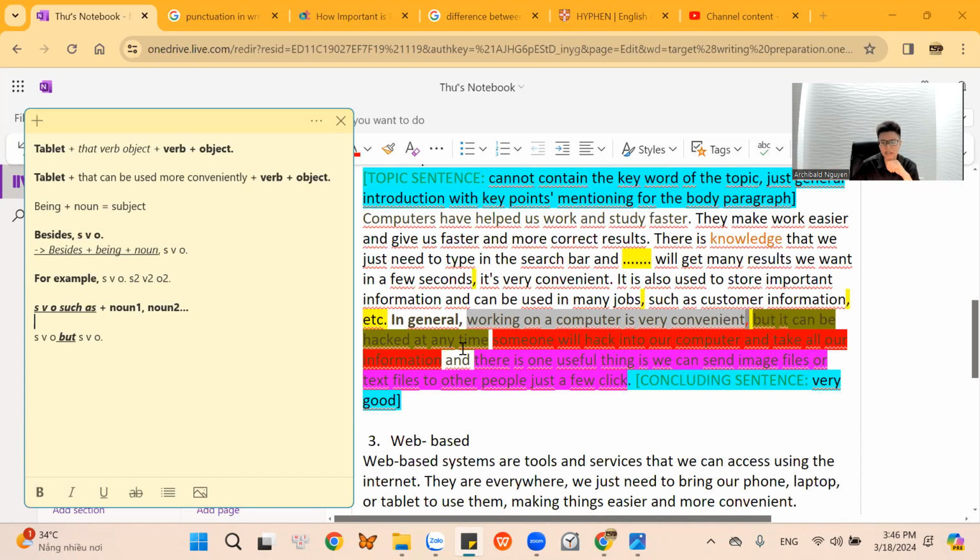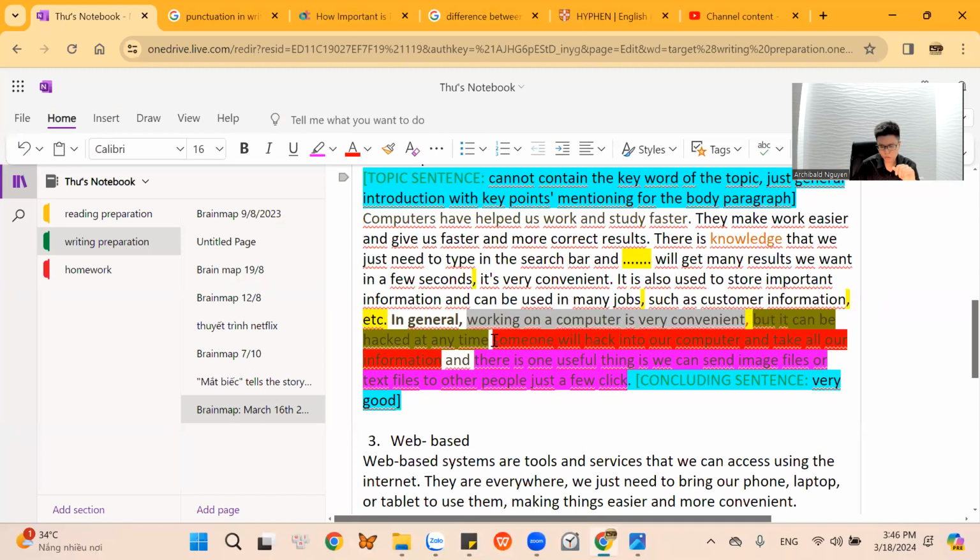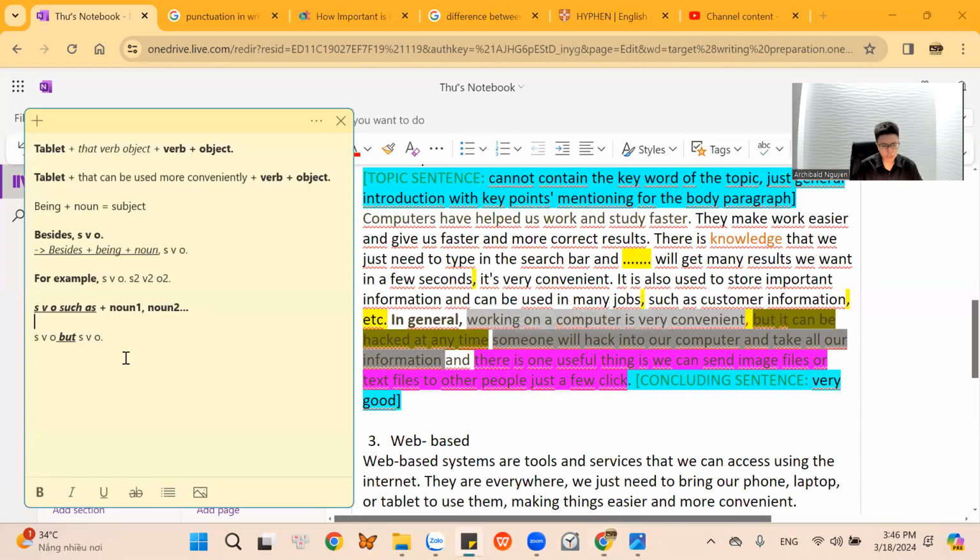In general, working on a computer is very convenient, no comma, but it can be hacked at any time. All right, and here, if you want to link the first long sentence with the next sentence, you should use something like this. This is a long sentence. For example, you should use something like "which". Which means that, or which is that. For example, people usually say "which means that", and after that you can have another sentence, or "which is that". Here, after "to be" you use "that".